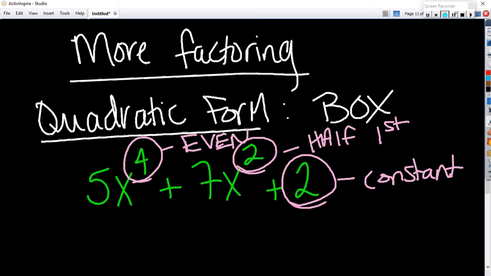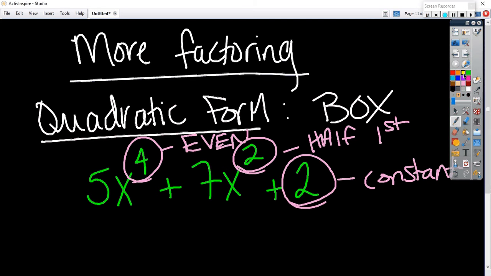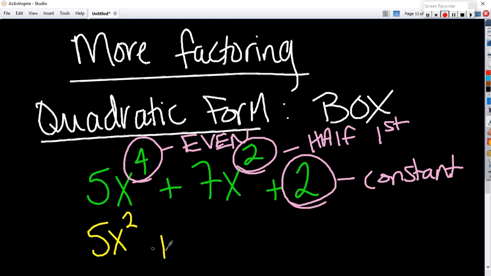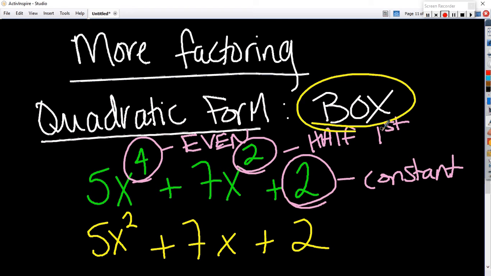If it's 24, the next one has to be 12. Correct. And the last one has to be just a number. If you think about it, this is what the quadratics we've been doing look like. We were putting things in the box that looked like 5x squared plus 7x plus 2. The first exponent's even, the middle exponent's half of that, the last number's a constant. So we were already doing that. Now we're just upping it a little bit. If it meets this, we can put it in the box and factor it, and I'm fixing to show you how.